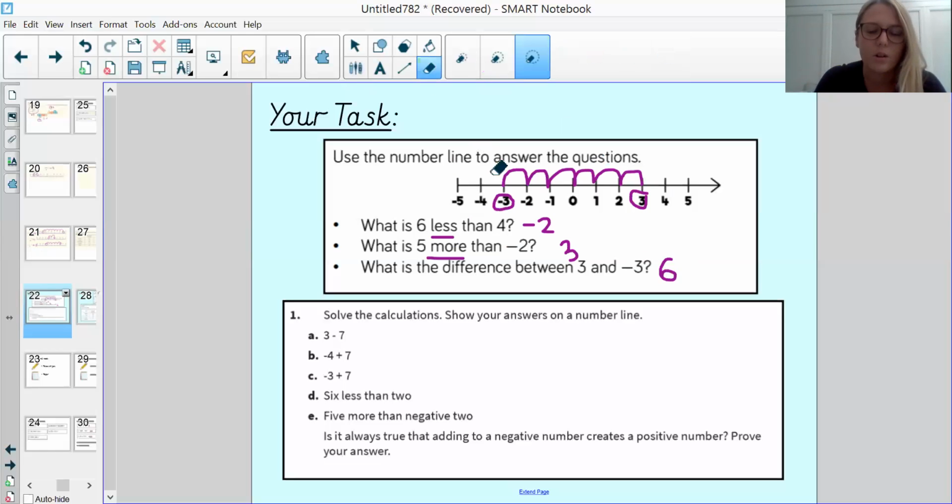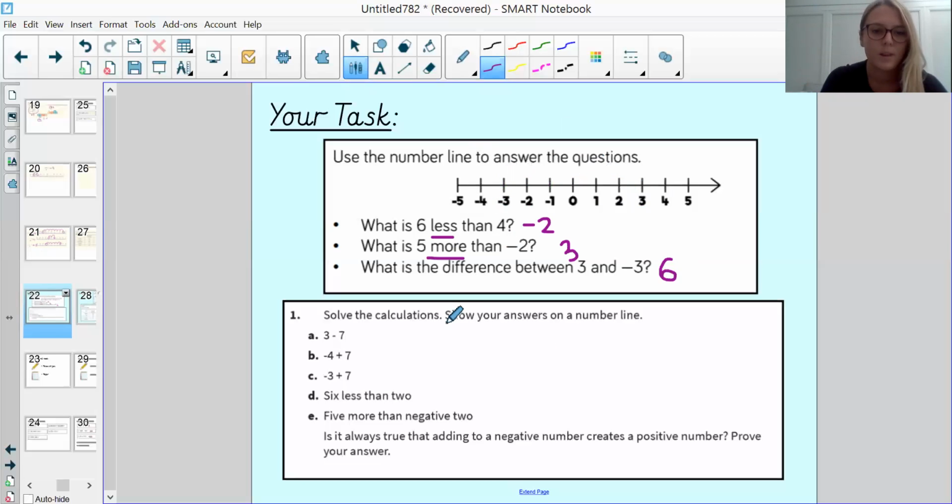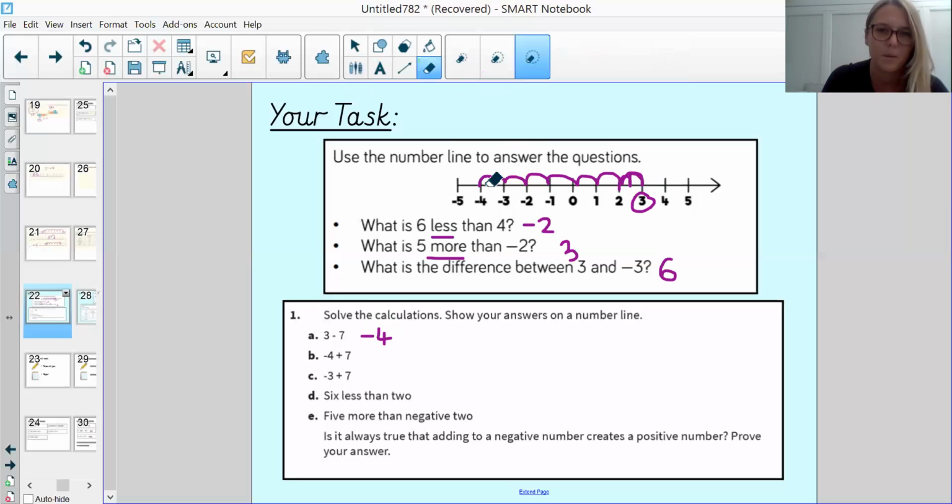Solve the calculations, show your answers on a number line. If you can do it in your head, that's absolutely fine. So 3 minus 7, I'm going to use my number line to help me. So 3, take away 7. 1, 2, 3, 4, 5, 6, 7, -4. Make sure when you make your jumps it hits the next number, because I've seen some people go 1, 2, but actually that's not 2 jumps. You need to make sure you jump all the way to the next number. Okay, so -4 is the first answer.